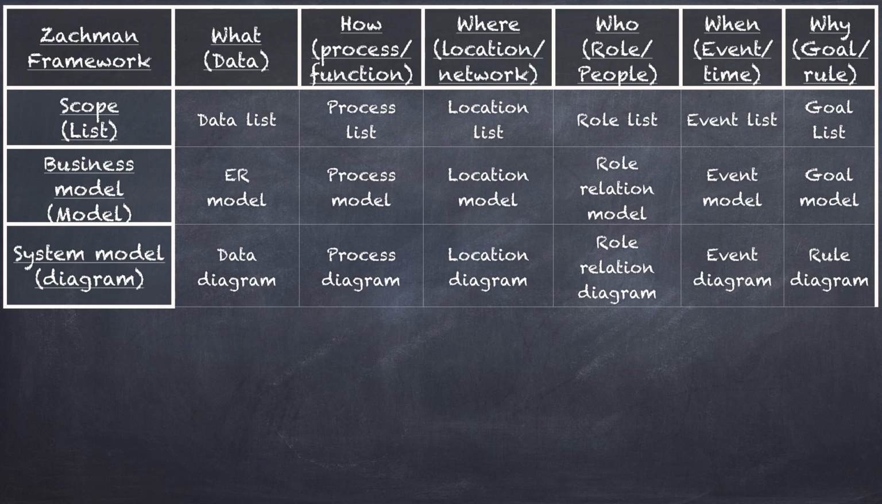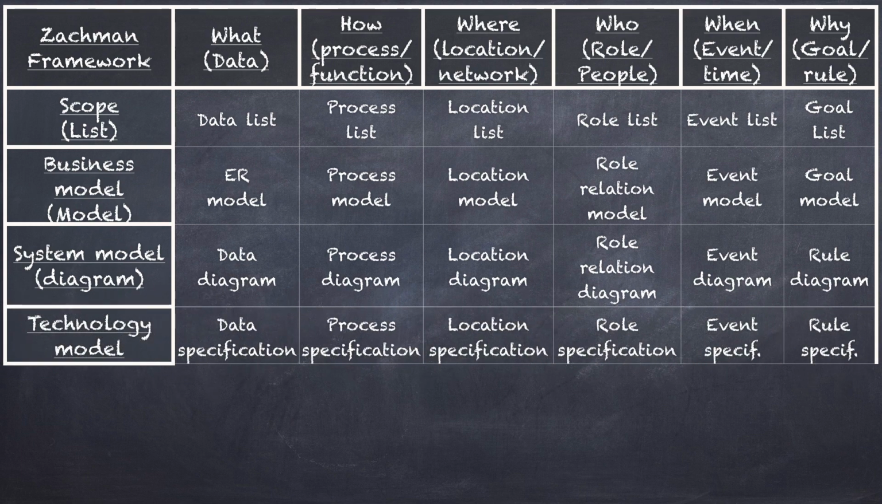Let's see the next row. In this row there is the system model, which has entries regarding diagrams. The first column has a data diagram, the second column a process diagram, then a location diagram, a role relation diagram, then an event diagram, and then a rule diagram. So here is the difference: the first two rows will have goal, and then the remaining rows will have rule. In this row only the diagram suffix will be there.